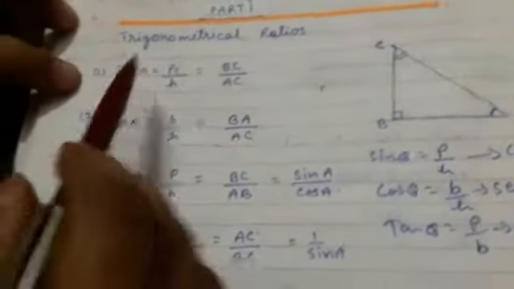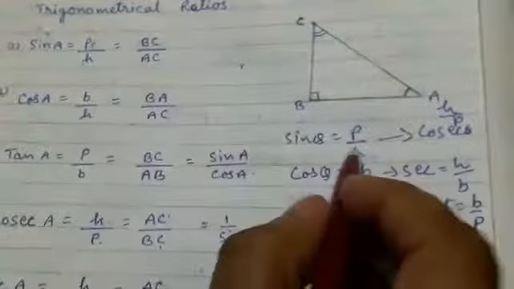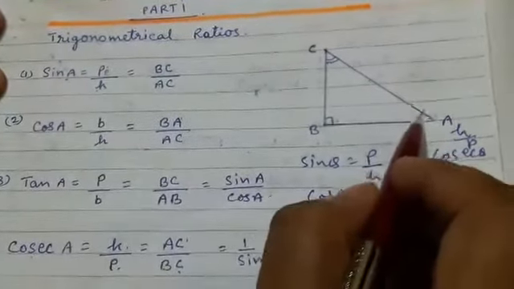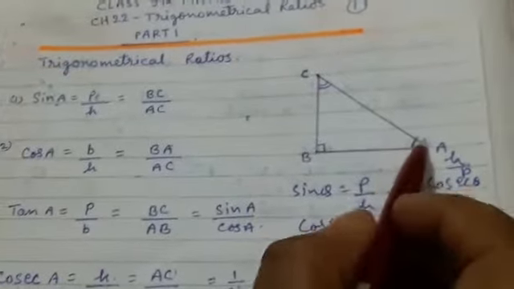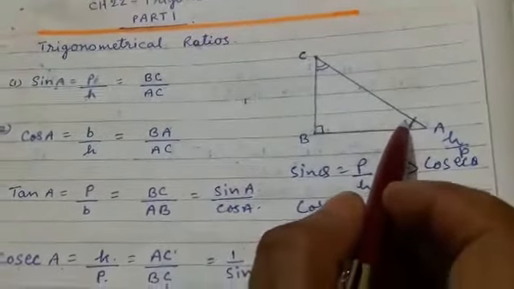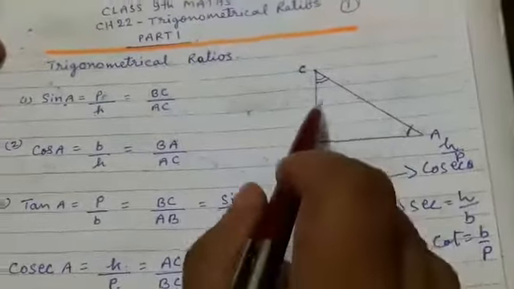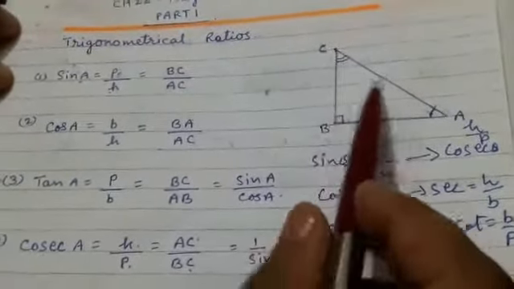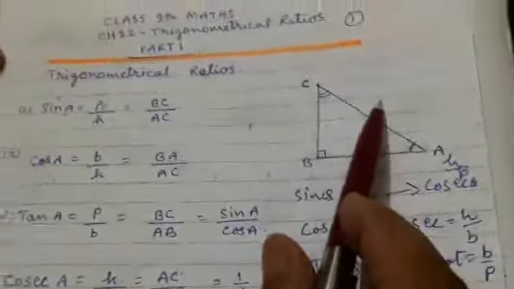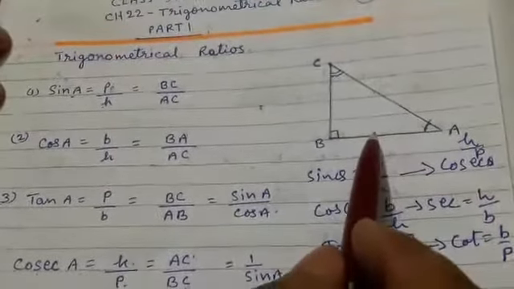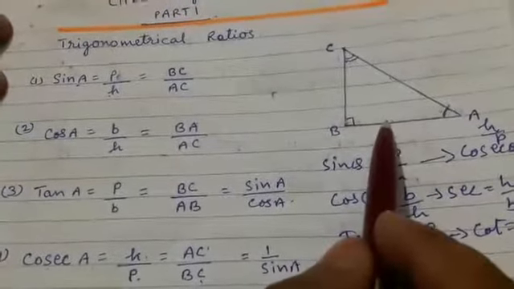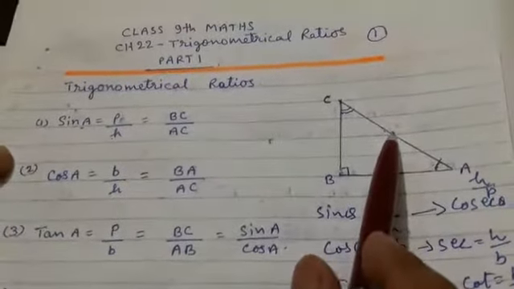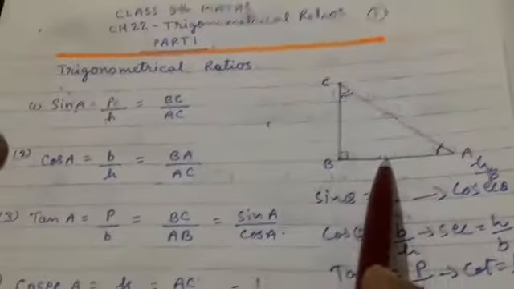Sine A, in place of theta, represents the angle. Here sine A we have written, no? So it means this angle. We are talking about this angle. So as we know, dear students, the side opposite to the given angle will be considered as the perpendicular, and the side opposite to 90 degree is known as hypotenuse, and the rest, the third side, is known as base. So let us see. Here hypotenuse will never change, only perpendicular and base will change.